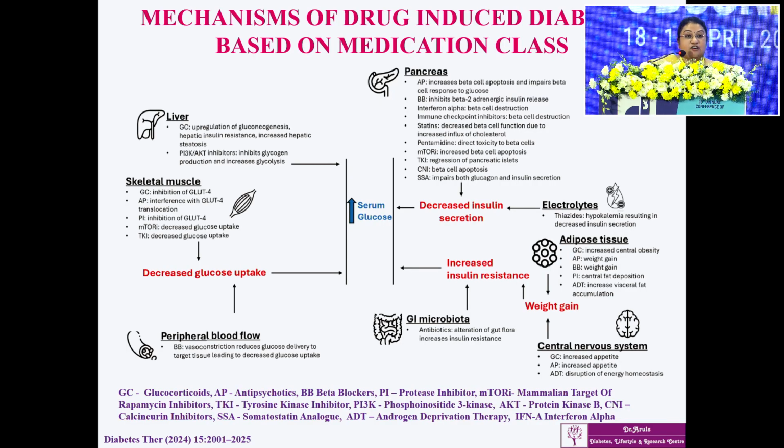In the periphery, it causes vasoconstriction, mainly the beta blockers, leading to a decrease in glucose delivery to the target tissues. In the GI tract, the gut flora is affected mainly by antibiotics, so there will be an increase in insulin resistance. Electrolytes, as we know, thiazides cause hypokalemia, and this hypokalemia causes decreased insulin secretion. In the adipose tissue, it causes central obesity and weight gain, and in the CNS, it increases the appetite. All of them together cause weight gain and increased resistance. All of this contributes to the development of hyperglycemia.